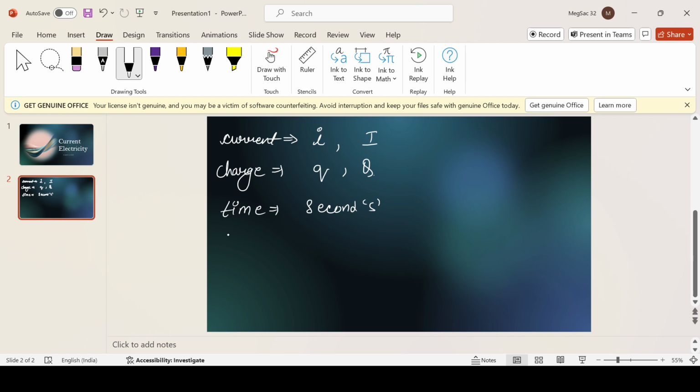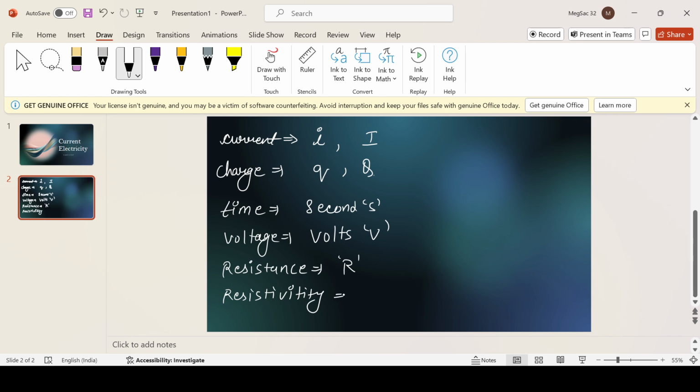And what else do we have? We have the voltage, in volts, V, and resistance, that is R. We will come to that shortly. Then we have resistivity. Resistivity is denoted by rho.